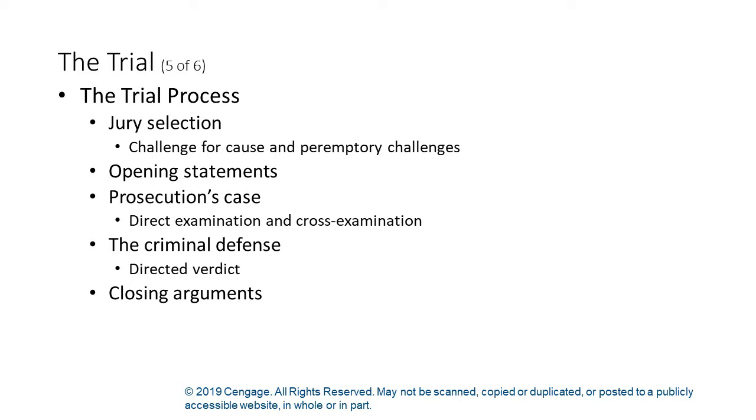And then each side gets what's called peremptory challenges. That's a certain amount of strikes where you get to remove a prospective juror without any reason or any cause. And each side gets a certain amount depending on the seriousness of the crime. The more serious the crime, the more strikes that counsel gets. Can you see a problem with these strikes? And they're not challenges, they're strikes. That's what we call them.